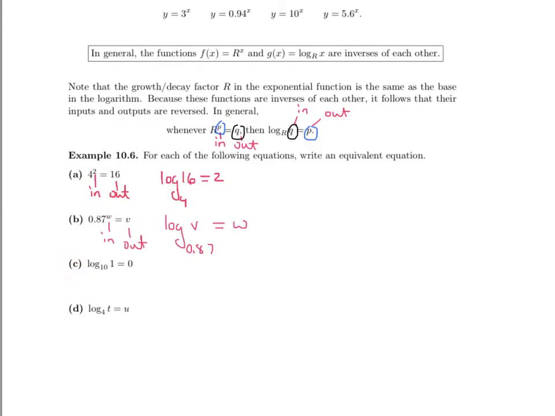Let's look at part C. Now I'm given an equation that involves a logarithm. The 1 is playing the role of the input, and the 0 is playing the role of the output.